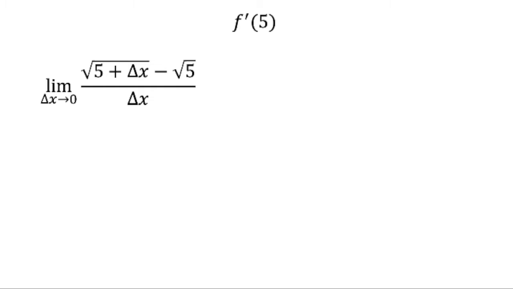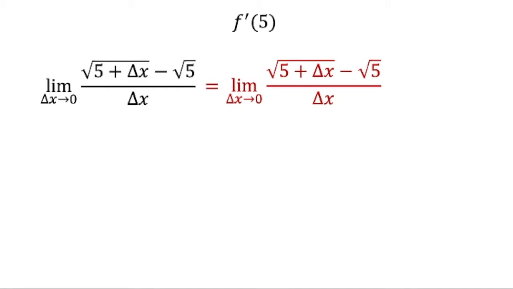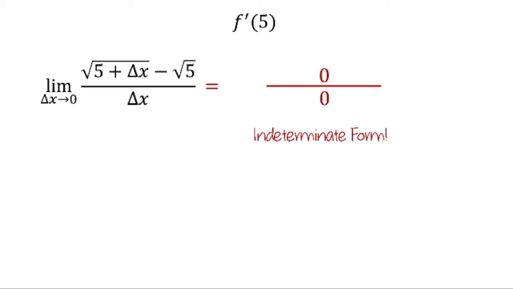Another attempt might be to copy the expression and then try plugging in 0 for delta x. In the first square root, this just leaves you with 5. And the numerator just becomes 0. And the denominator is also 0. So this leaves us with an indeterminate form, which cannot be evaluated. So we need a different technique for evaluating this limit.